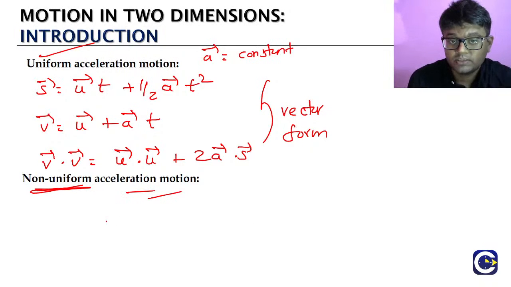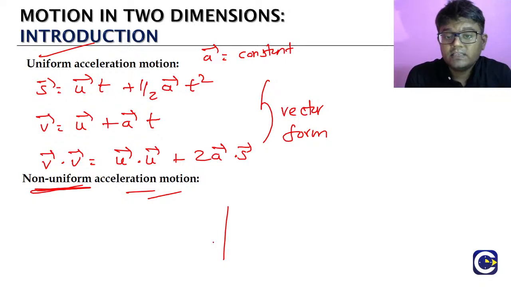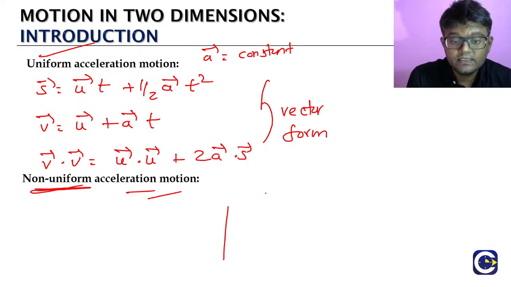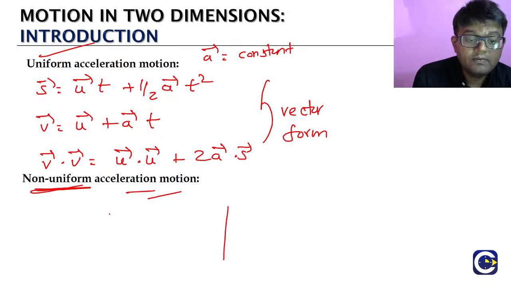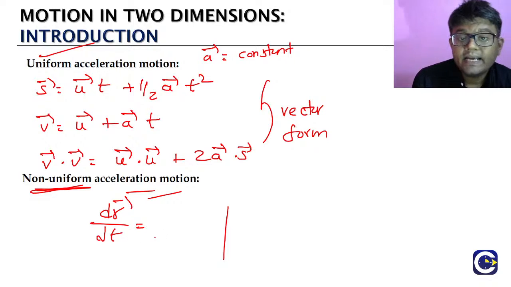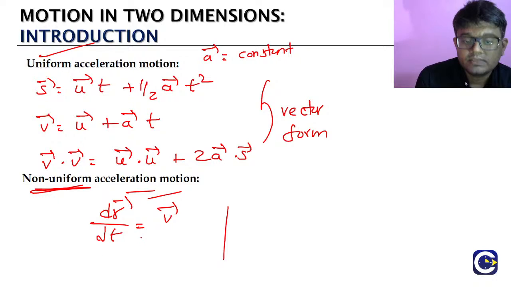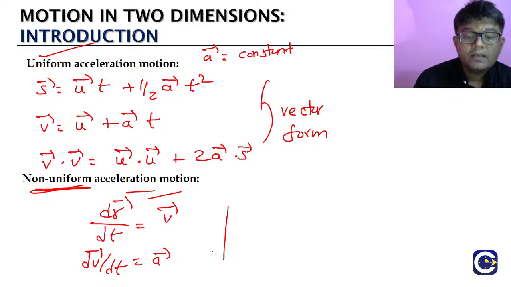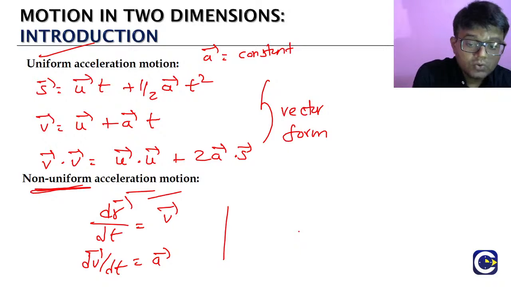Non-uniform acceleration motion. Then we will get what? The differentiation based relations or the integration based relations. Means we will be having what? dr bar by dt, the rate of change of position vector, will be equal to what? Velocity. dv bar by dt is equal to what? Acceleration vector.